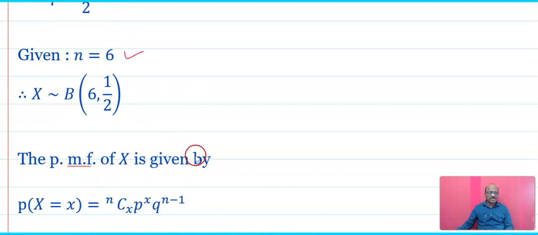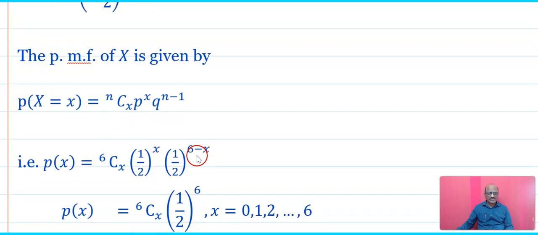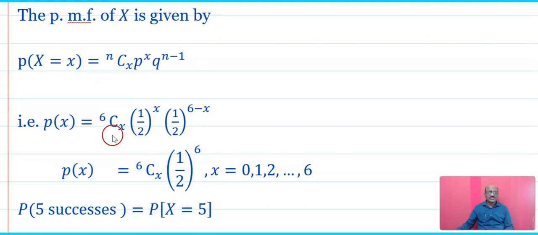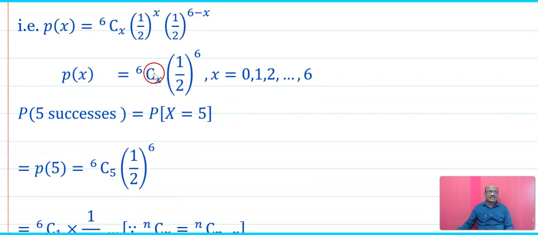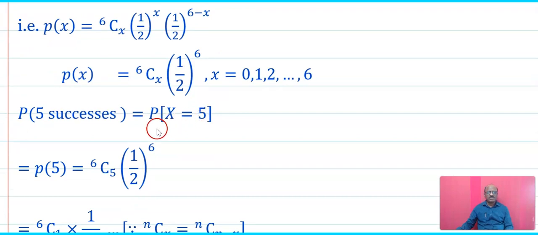The probability mass function of capital X is given by P of capital X equal to small x is nCx p raised to x into q raised to n minus x. Therefore P of x is equal to 6Cx, the value of p is (1/2) raised to x, (1/2) raised to 6 minus x. By laws of indices, the plus x and minus x will be 0, and we get (1/2) raised to 6.